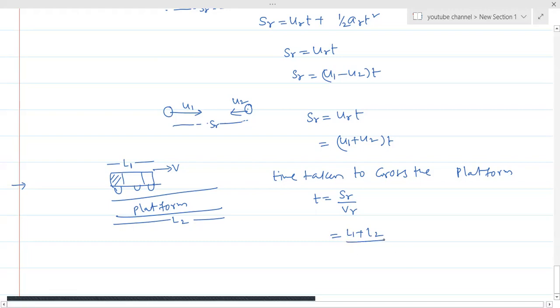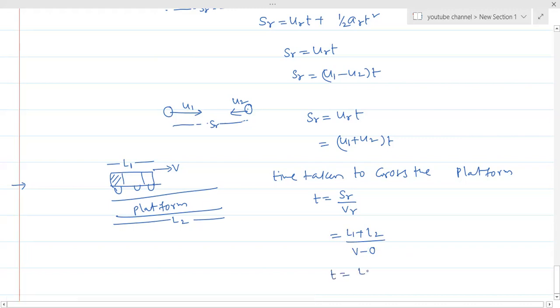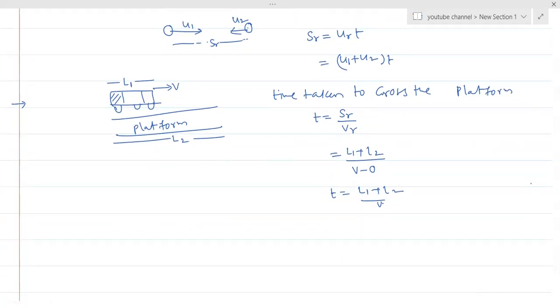L1 plus L2 by relative velocity, where the train velocity is V and the platform velocity is 0. Therefore, we will take T equivalent to L1 plus L2 by V. In this way also, we will understand the time taken.